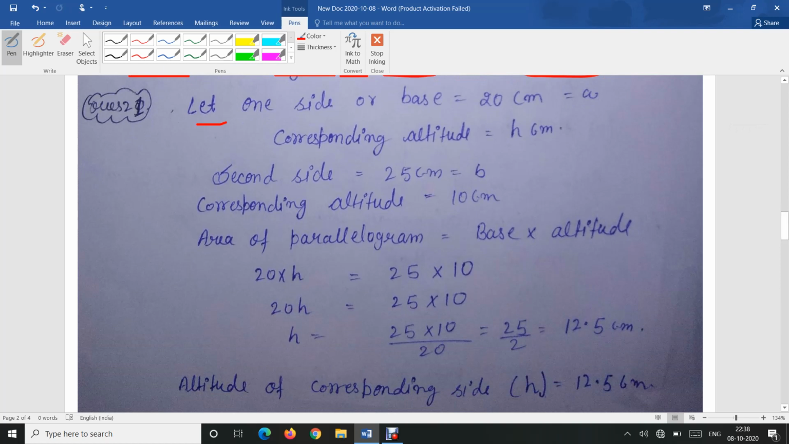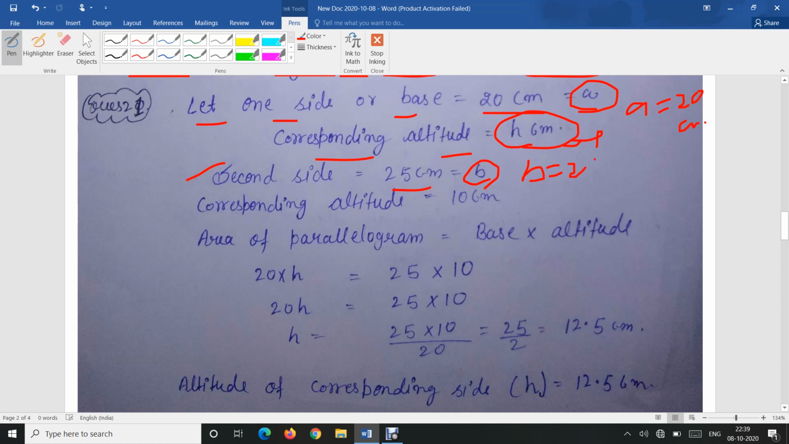So see the solution. Let one side, or you can say base, be 20 centimeter, which is named as A. That means A is equal to 20 centimeter. Corresponding altitude h centimeter, because it is missing, so we are considering it as h centimeter. Now the second side is given as 25 centimeter, you can name it as B. That means B is equal to 25 centimeter. Now the corresponding altitude is 10 centimeter when the base is 25 centimeter.